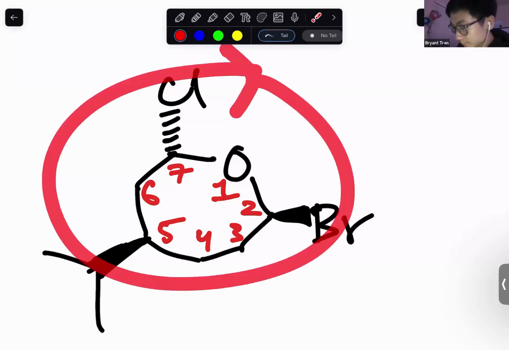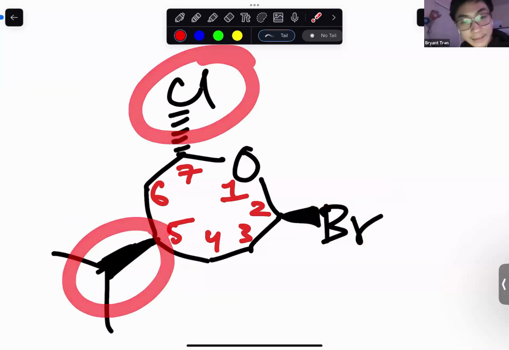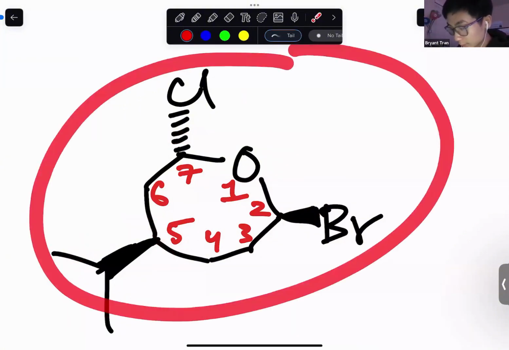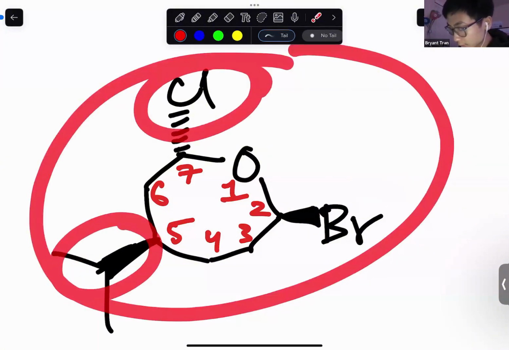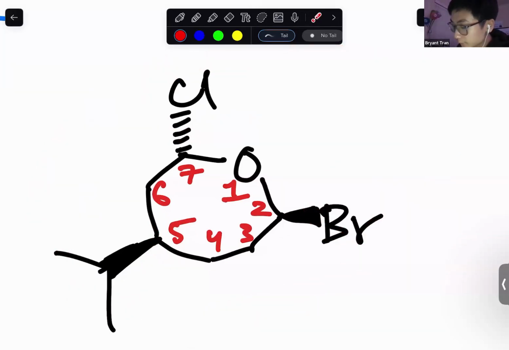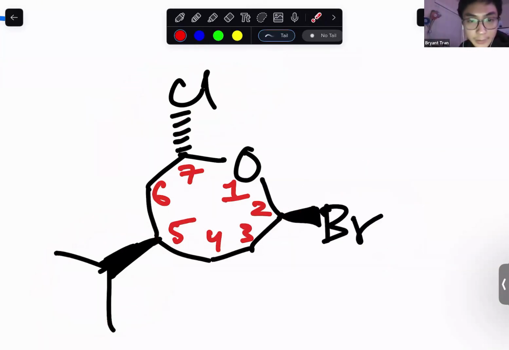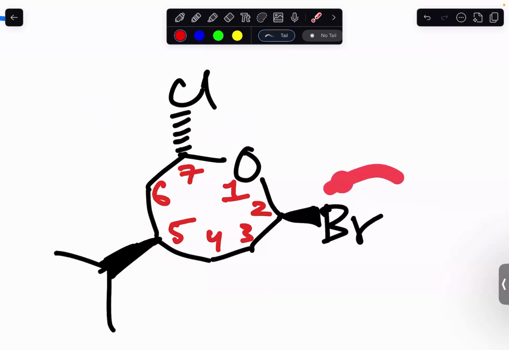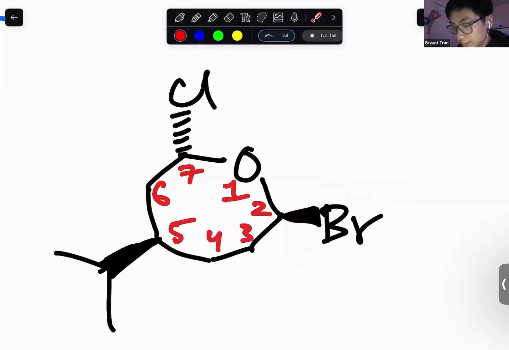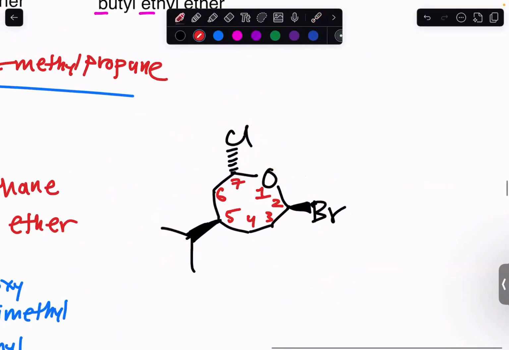If we go clockwise, we have our first substituent on carbon 1, second substituent on carbon 5, and third substituent on carbon 7. That's the same exact thing as if we went counterclockwise: first substituent on 1, second on 5, third on 7. So because there's a tie, and all of these substituents are equal priority, then we look at alphabetical order. Bromo comes first before chloro. So that's why we go clockwise. So it would be 2-bromo.